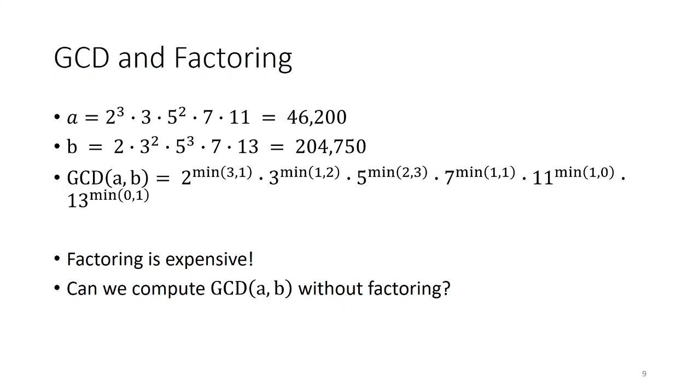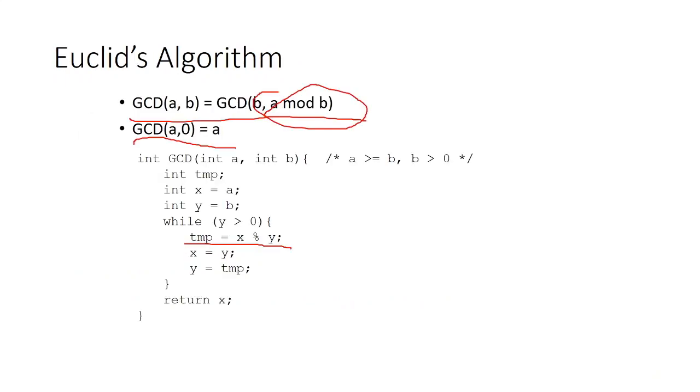So for that, we need to find the common part. If we take the smaller count of those two for each prime, that is the combination that gives the greatest common divisor. But factoring is expensive, so we need to compute this without factoring. That will be much more applicable.